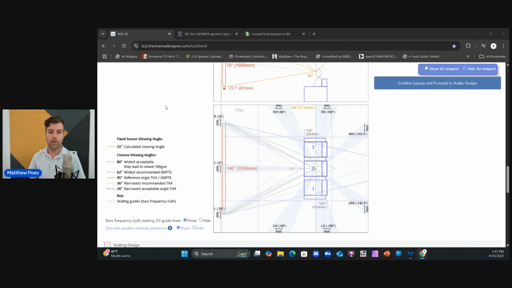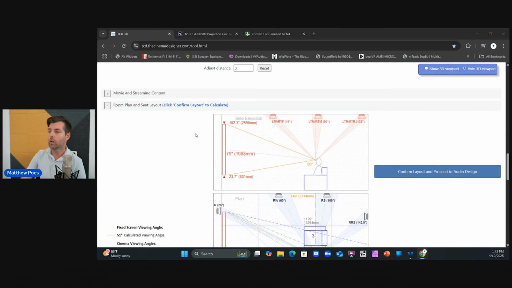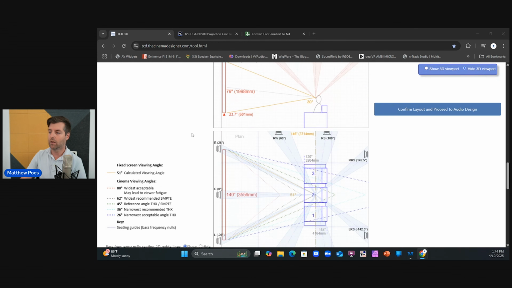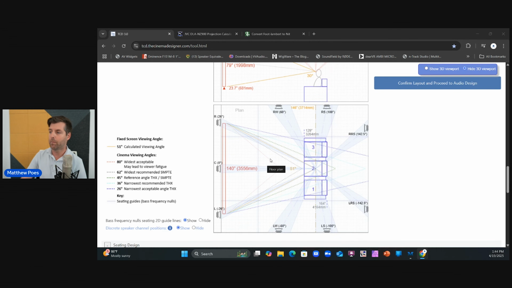So what I've done is created a room that's roughly the size of my room. I've put in one row of seats because that's all we're going to do for this. It's just easier to think in those terms. And we're going to look at the different viewing angles. I'm probably going to cover a few things just because it's worth covering them. I've pre-populated this to show you where it should be.